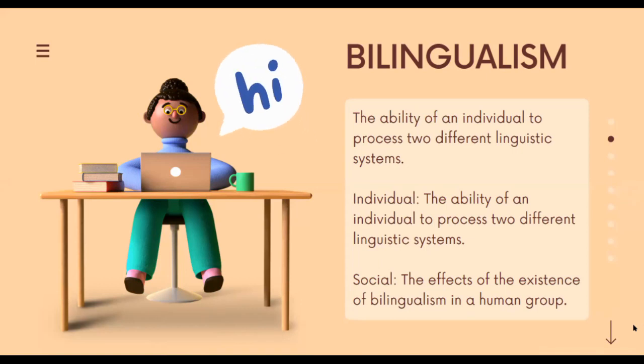So let's start with bilingualism, that is the ability of speaking and understanding two or more languages. These can be categorized into two groups. The first one is the individual, that is the ability of an individual to process two different linguistic systems, and the social, that carries the effects of the existence of bilingualism in a human group.